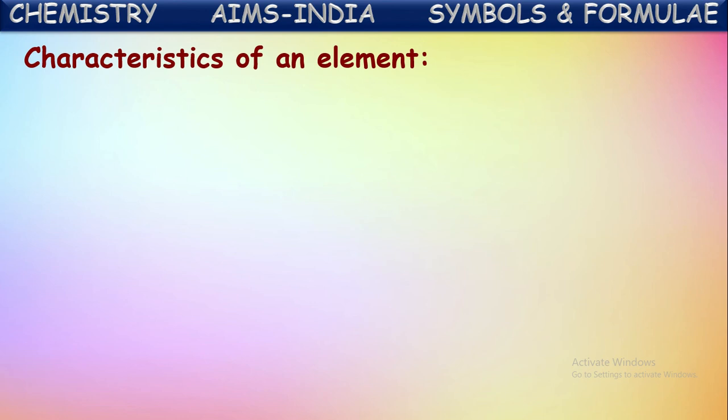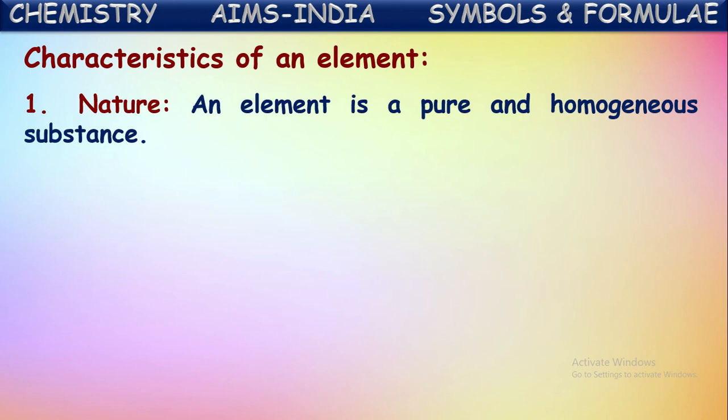What are the characteristics of an element? Let us see one by one. First, the nature: an element is a pure and homogeneous substance. That means any element will be made up of only one kind of atoms, so it will be pure enough, and it is homogeneous too.